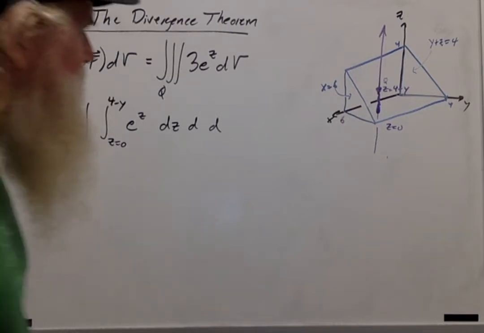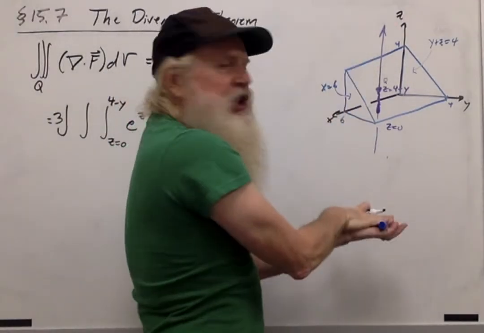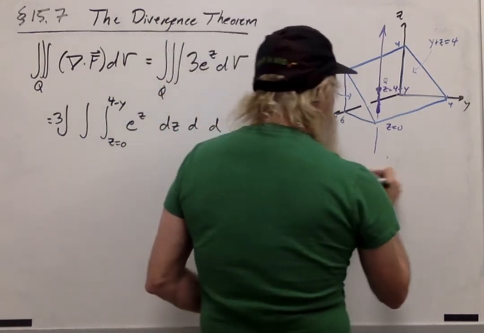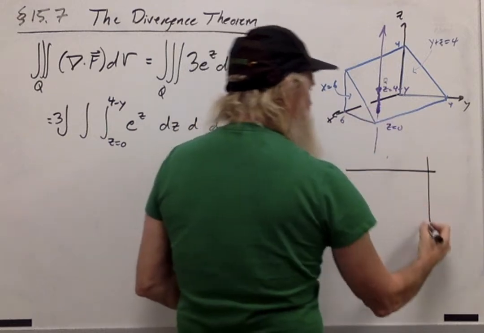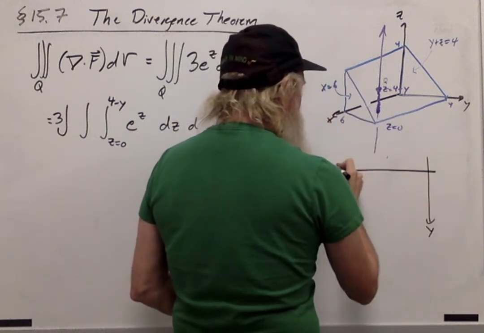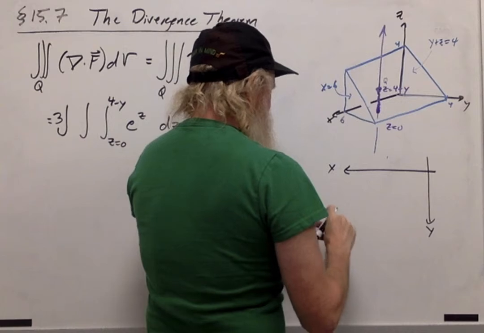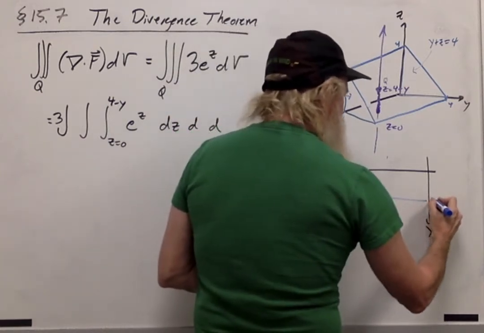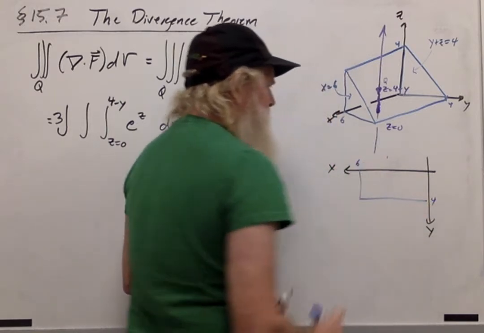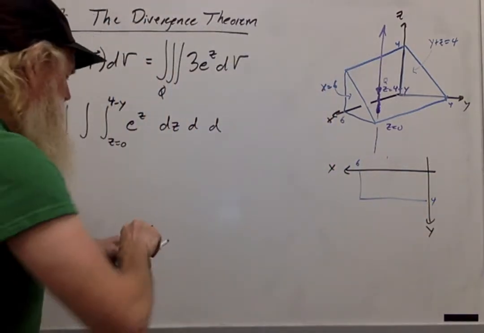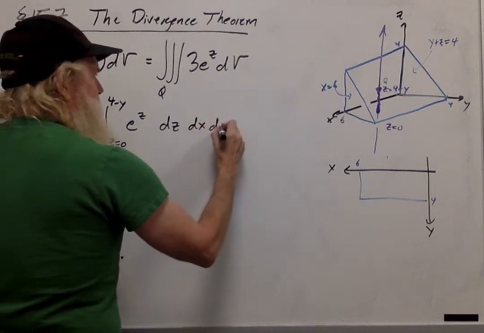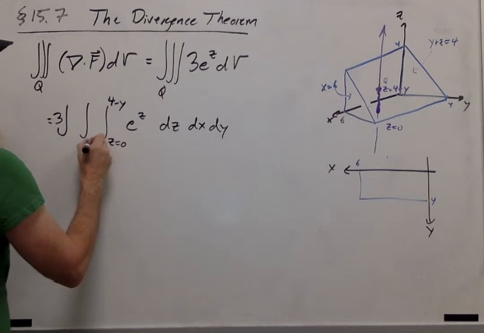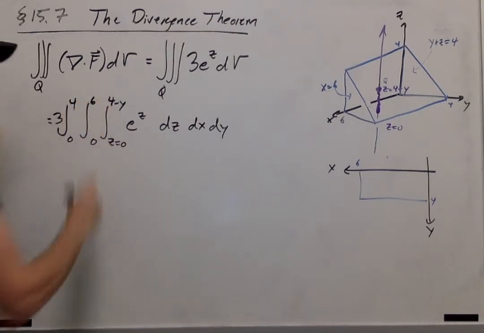And now, let's take the solid and look at its shadow in the xy plane. Orienting my axes the way they appear here, where this would be positive y and this would be positive x, notice that the shadow in the xy plane is a rectangle that goes out to 4 in the y direction and 6 in the x direction. It doesn't really matter since I'm integrating over a rectangle. I can do dx dy, where x goes from 0 to 6, y goes from 0 to 4.